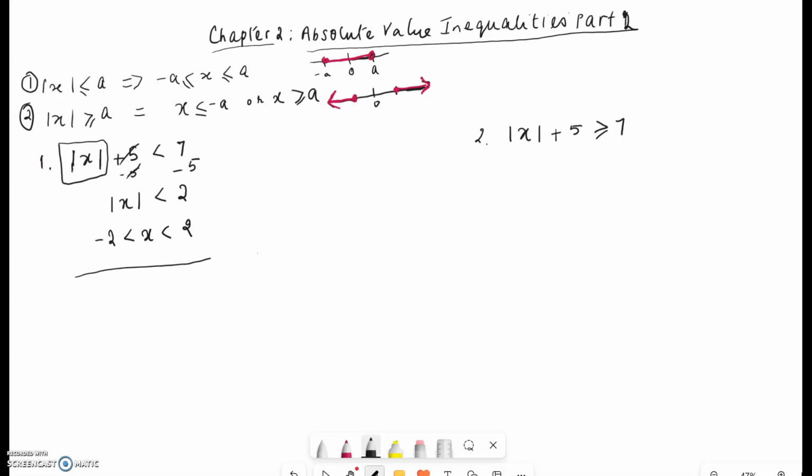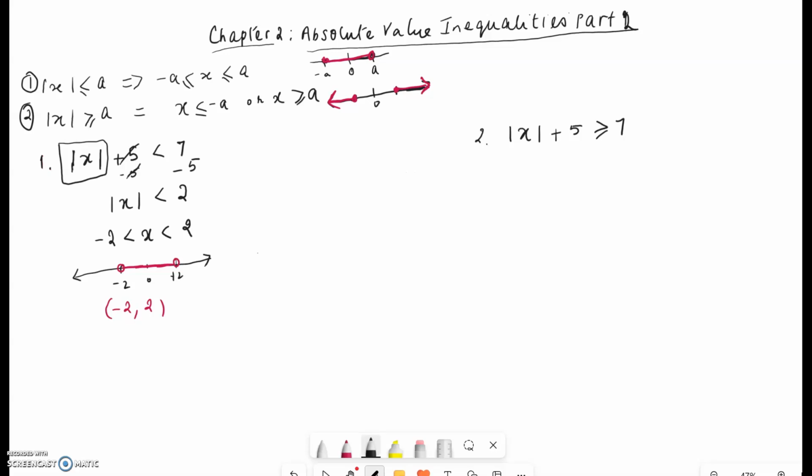So if we had to graph this, it would look like 0 in the middle, -2, +2, and then everything in between, not including the endpoints. Put a hole, and in the interval notation it would be -2, 2.